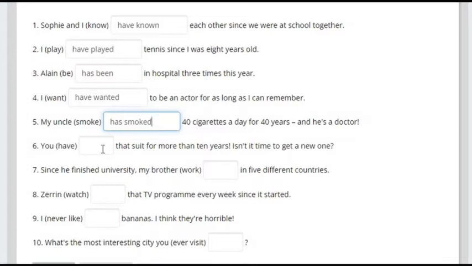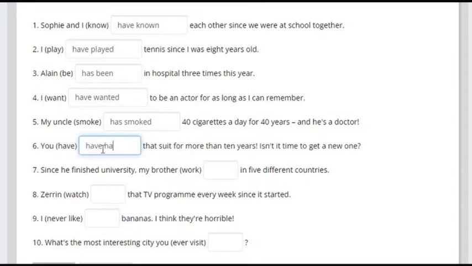The next sentence. You have that suit for more than 10 years. Isn't it time to get a new one? So create your own answer. So auxiliary verb have, you have, and past participle of the verb have is had. So you have had that suit. Very good.